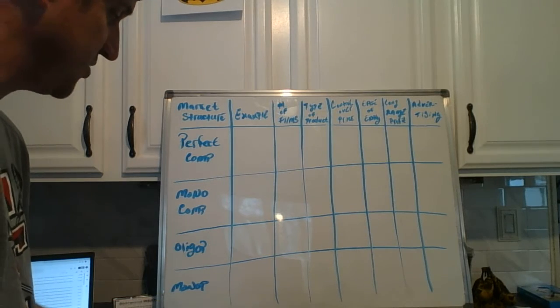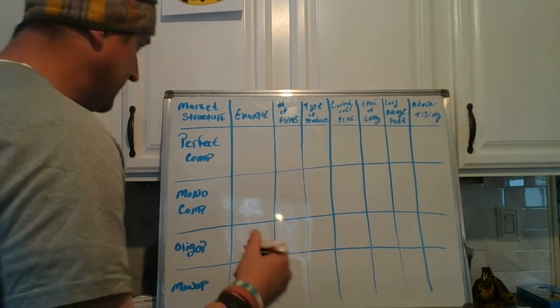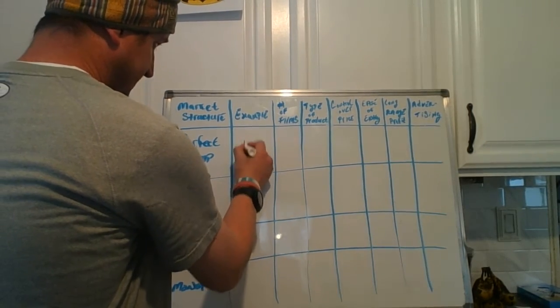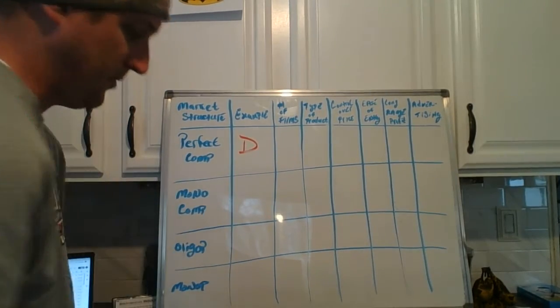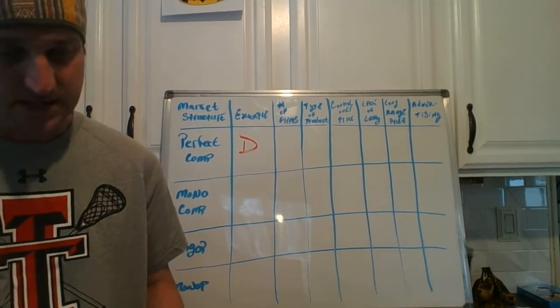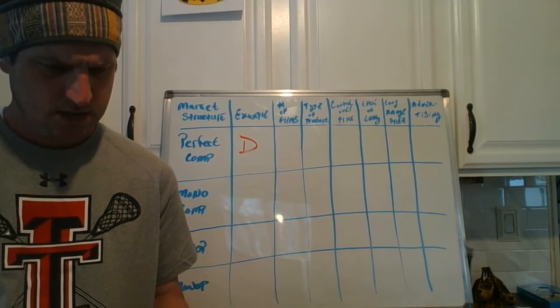Right. So perfect competition, the best example would be letter D, which is wheat. Right, wheat is wheat. And that would be a commodity. Your wheat is not going to be too much different than anybody else's wheat, yada, yada, yada.